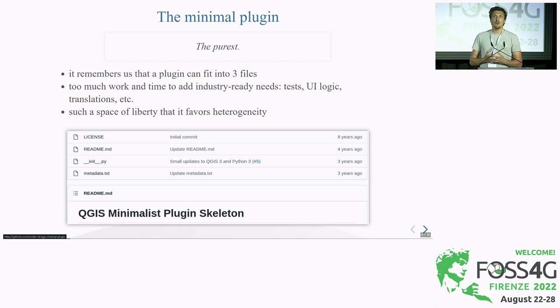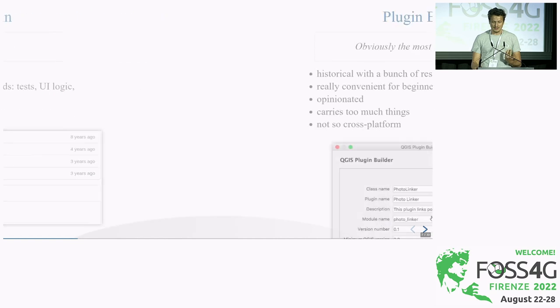But for us, when clients come to us, it's not just for a simple plugin, it's more complicated. So we need industry-ready production, and it took too much time to add the other stuff we need: tests, documentation, illustrations, translations, logging, etc. And it's also such a space of liberty for the developer that it was favoring or pushing the heterogeneity up. So every project is too different at the end.